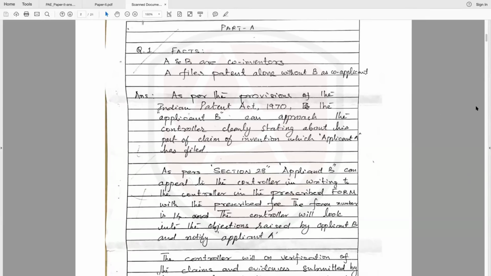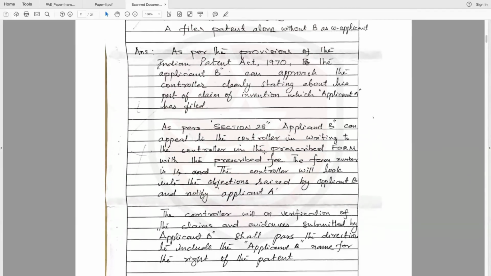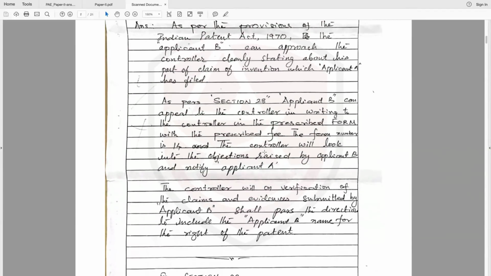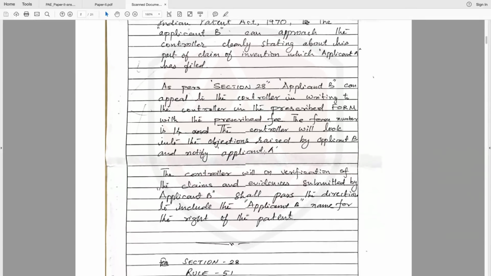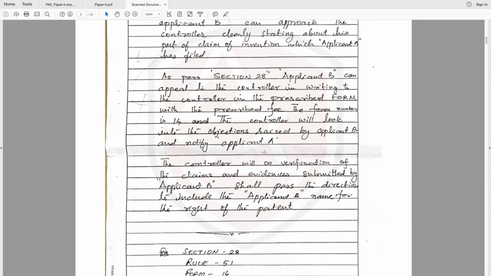The way the candidate has explained the answer is, as per the provisions of the Patents Act, the applicant can approach the controller clearly stating the parts of the claim which the applicant has failed. He also emphasizes section 28, saying that applicant B can appeal to the controller in writing, in the prescribed form with the prescribed fee. The form number is 14. The controller will look into the objections raised by the applicant and notify the applicant.